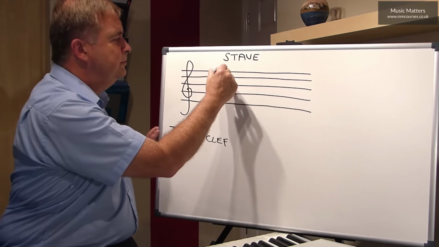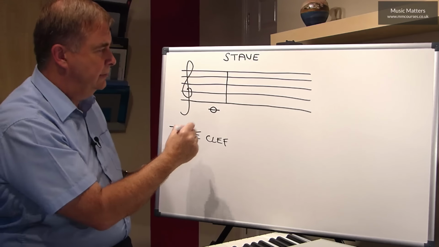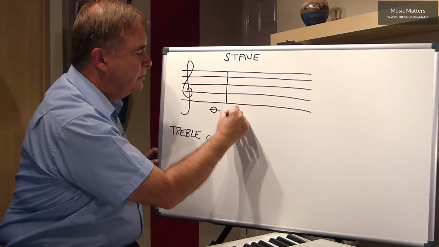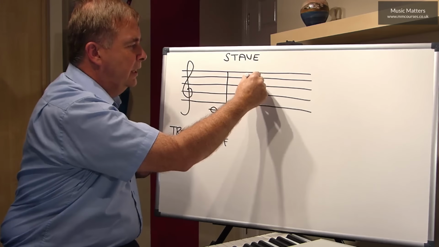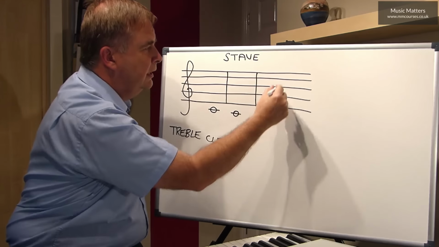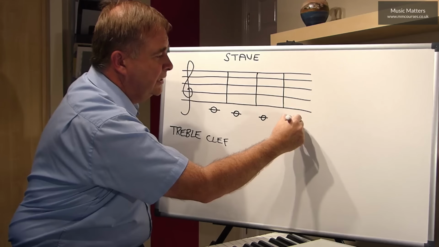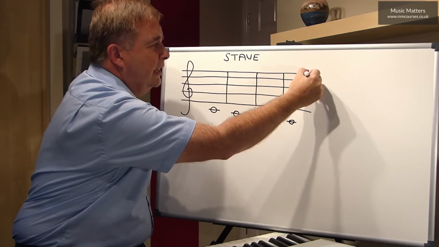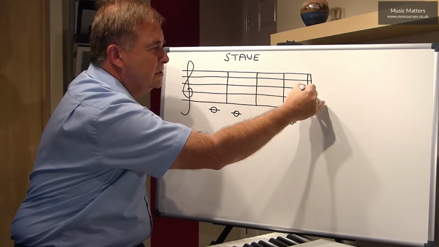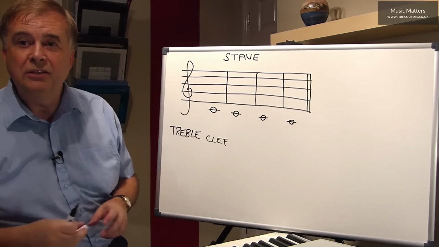So there's the first one, and then I'm going to draw this thing that we call a bar line. That's a bar line. And then we're going to have another middle C, and another bar line, and another middle C, and another bar line, and another middle C, and then I'm going to have a double bar line, because the double bar line tells us that we've come to the end of the piece.